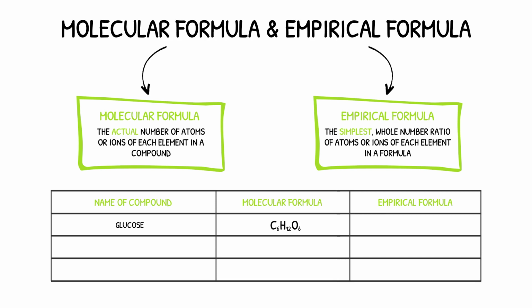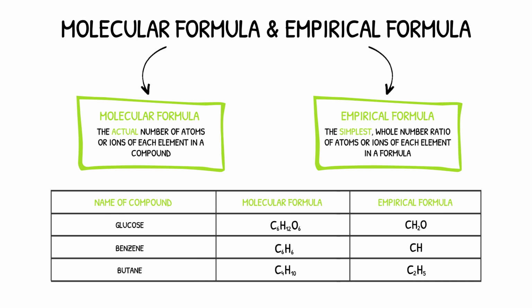However, this molecular formula can be simplified to CH2O, which is the empirical formula of glucose. We can see the same done here for benzene and butane. Benzene, with a molecular formula of C6H6, can be simplified to the empirical formula CH, and butane, with the molecular formula C4H10, can be simplified to the empirical formula C2H5.